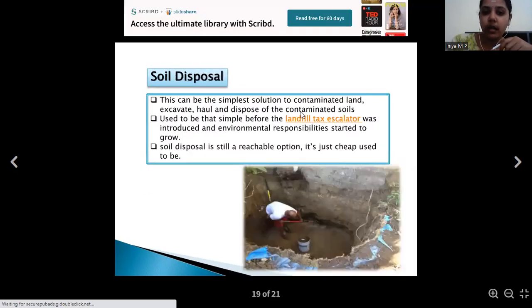And then soil disposal. This can be the simplest solution to contaminated land. Excavate, haul, and dispose of the contaminated soils. It used to be that the simple landfill was the task, then as environmental responsibility started to grow, soil disposal is still a reachable option. It's just not as cheap as it used to be.